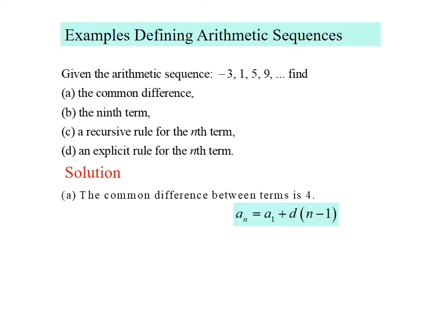We already found the common difference d is equal to 4, so we need to plug in these two values and write a9 is equal to -3 plus 9 minus 1 times 4. That gives you 29.